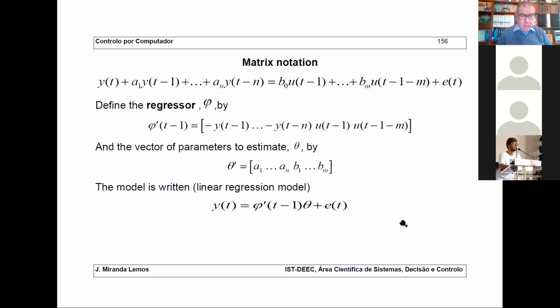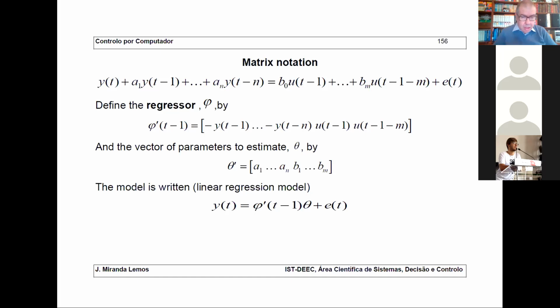Before we proceed, does everybody agree with this? Understand how I passed from representing the difference equation to the so-called linear regression model? Is it clear for everybody? If it is not clear and you don't say anything, you are dummy.